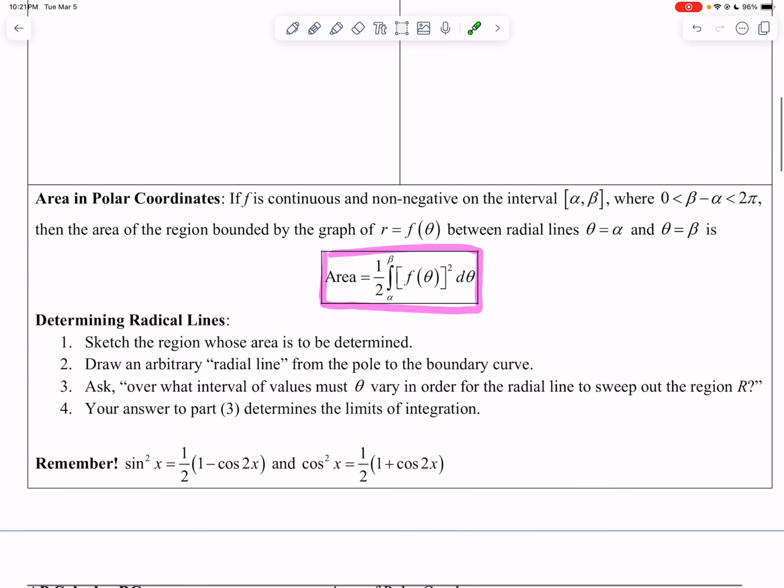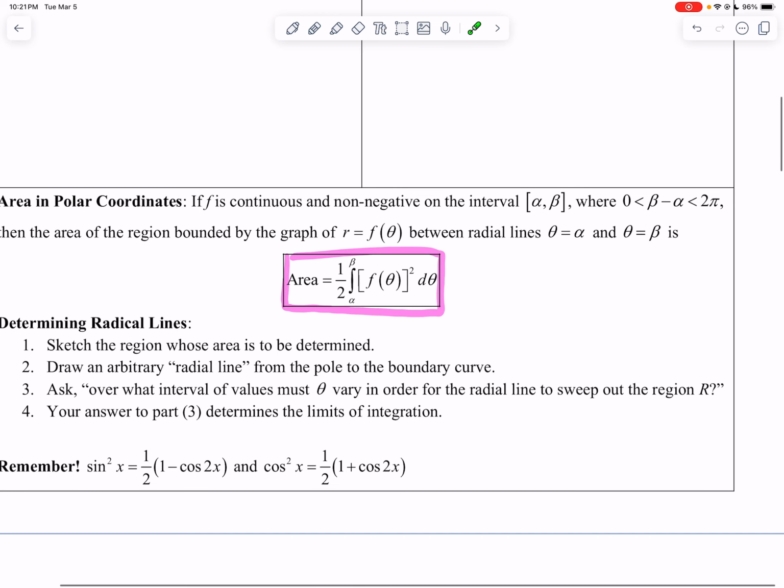All right, so my area is going to be 1/2 the integral from alpha to beta of r squared, so whatever my r value is. In this case, the difference between alpha and beta is between 0 and 2 pi.